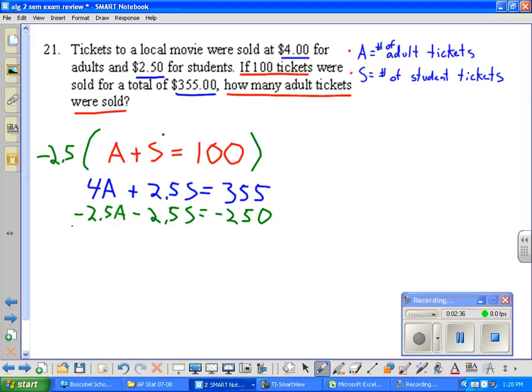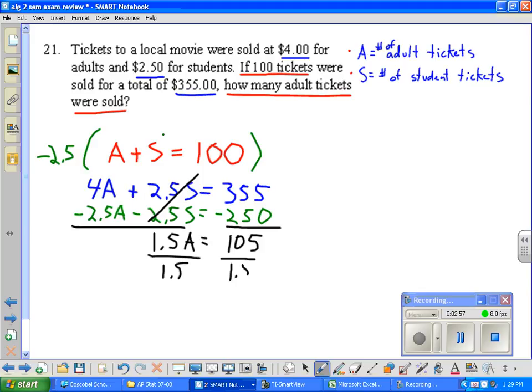When I add these equations together, notice that my s's are going to cancel out, and 4a minus 2.5a is 1.5a, and that is equal, excuse me, to 105. So I divide by 1.5, and I end up with A being equal to 70 tickets.